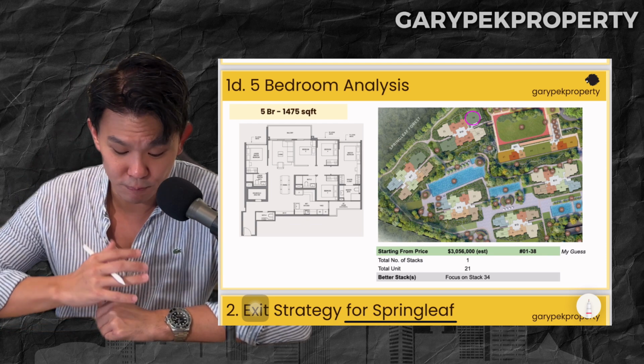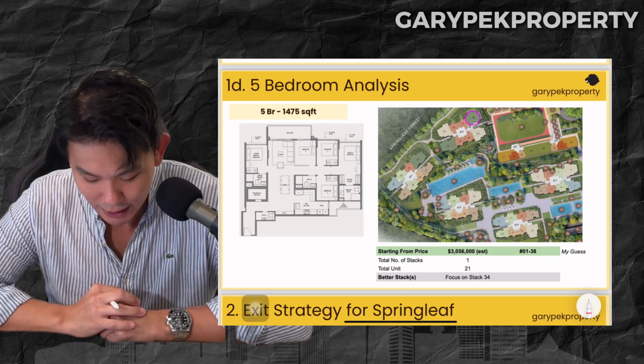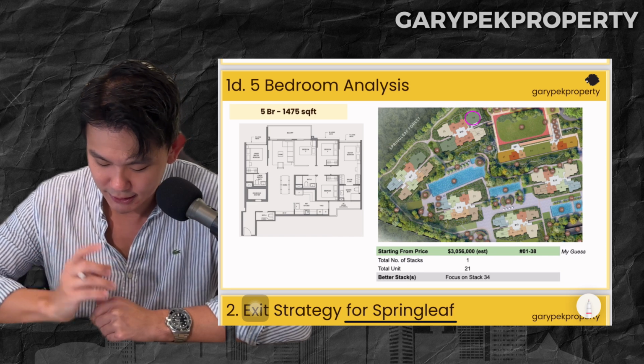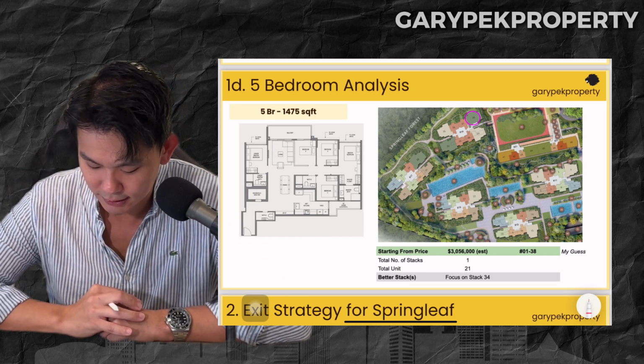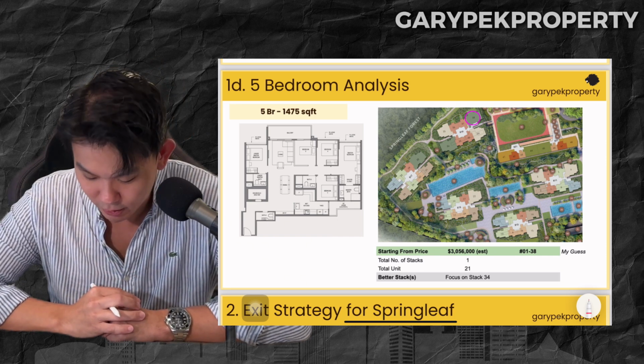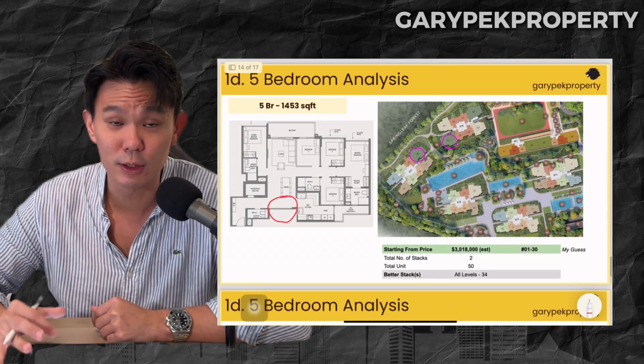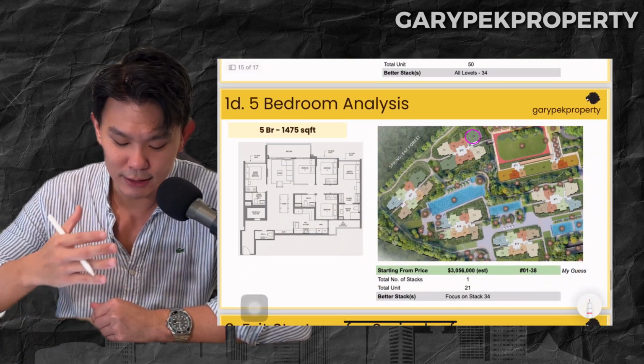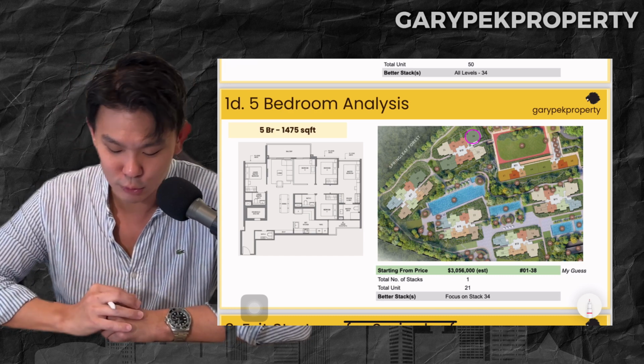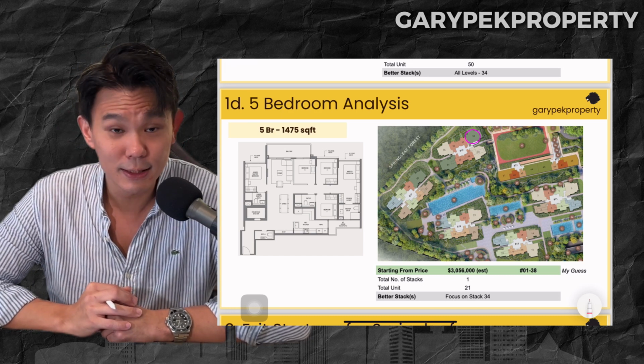This is bigger, obviously, in layout size. There's only 1 stack, 21 units, and it's on stack 34. As I mentioned, my preference is still the previous 1453 square feet unit, unless, of course, there's not much choice available, then you can choose to go for the 1475 square feet.